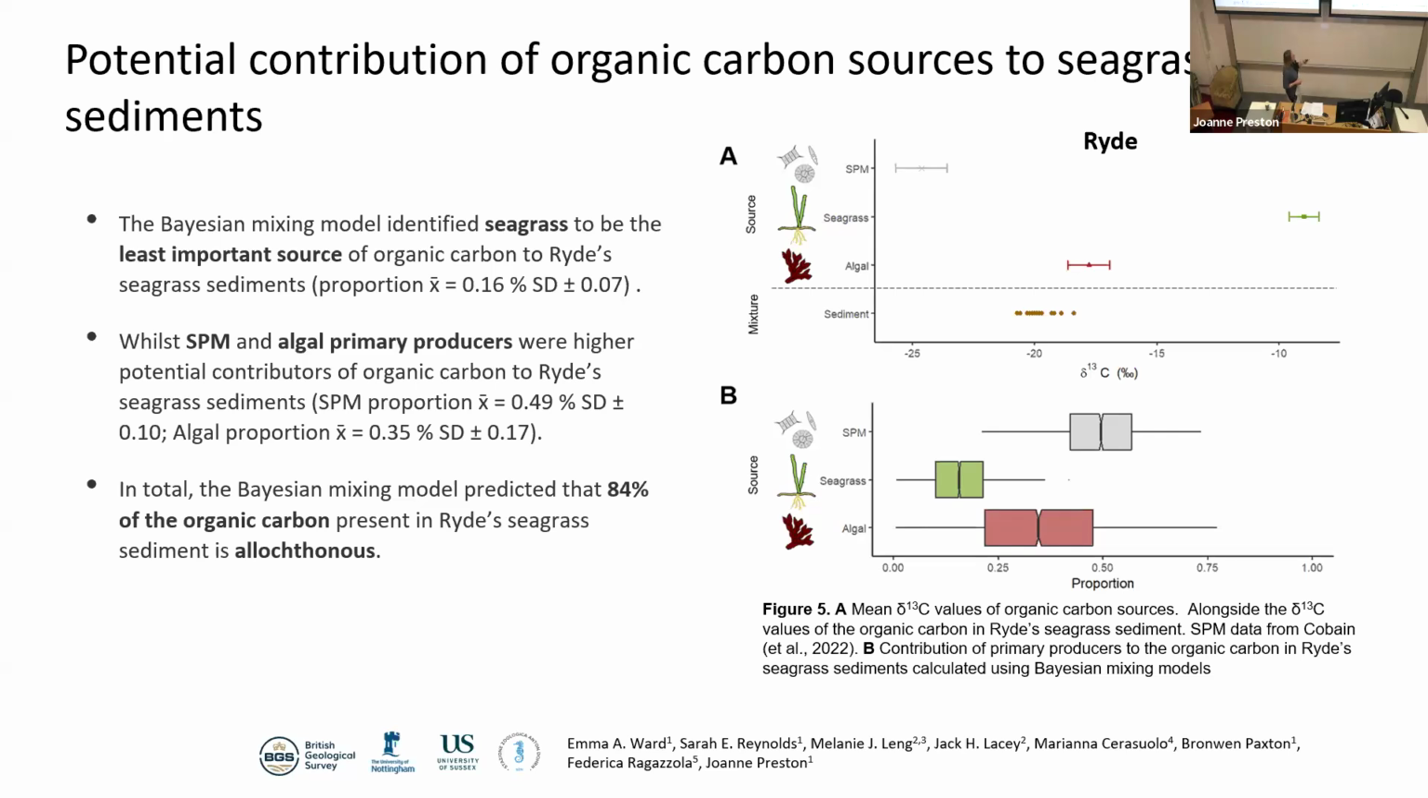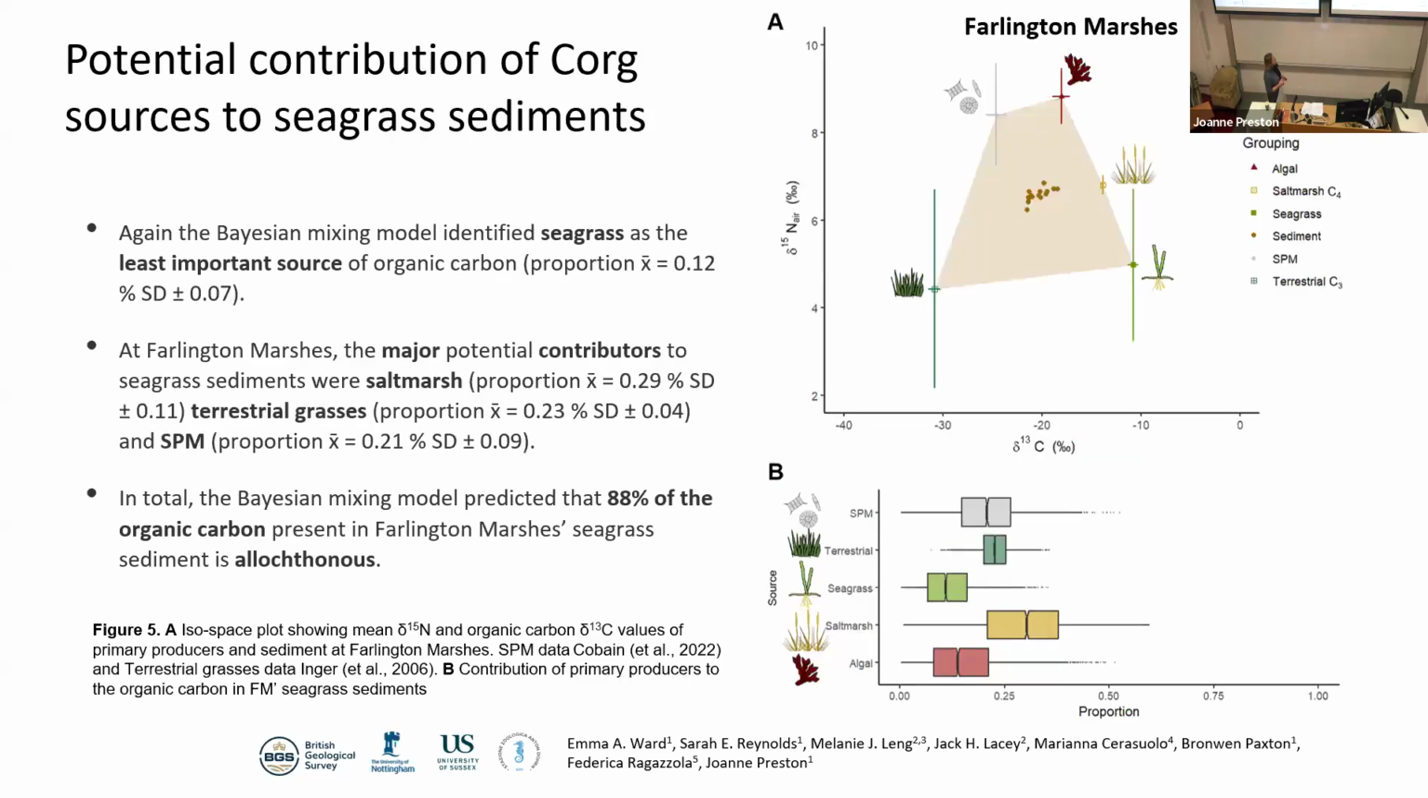In fact, 84% of the carbon came from outside the seagrass meadows. Now, in the blue carbon codes, you can assume 50% of the carbon is organic. And if you're assuming that of a seagrass meadow in the Solent, you're going to end up completely double accounting, or actually ending up with emissions. When we looked at the Farlington Marshes, which is an estuarine location, again, 88% of the carbon is allochthonous, so it comes from outside the seagrass, but the sources were very different.